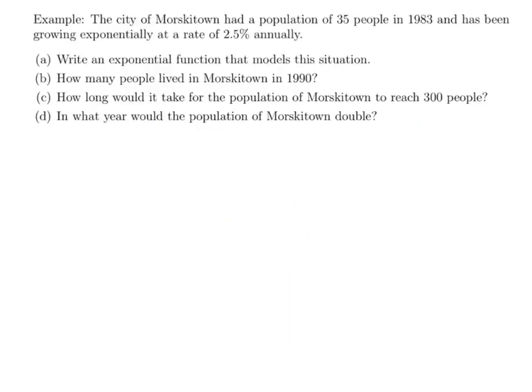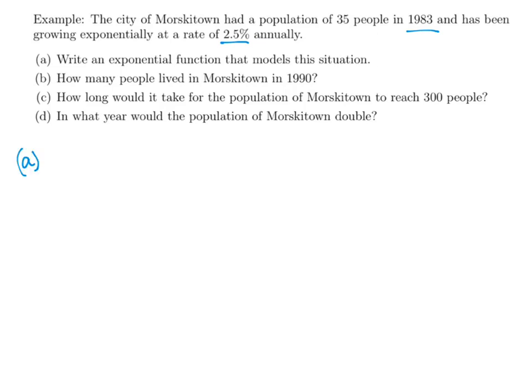And we'll finish up this video with 2 longer examples. The first says, the city of Morskietown, it's my favorite place in the world, had a population of 35 people in 1983 and has been growing exponentially at a rate of 2.5% annually. So we want to find a few different things. Write an exponential function that models this situation. How many people lived in Morskietown in 1990? How long would it take for the population of Morskietown to reach 300 people? And in what year would the population of Morskietown double?